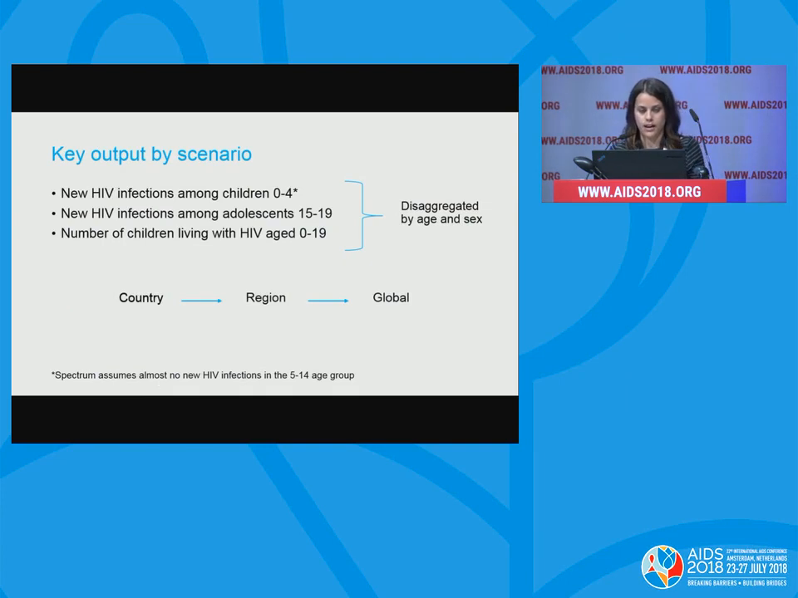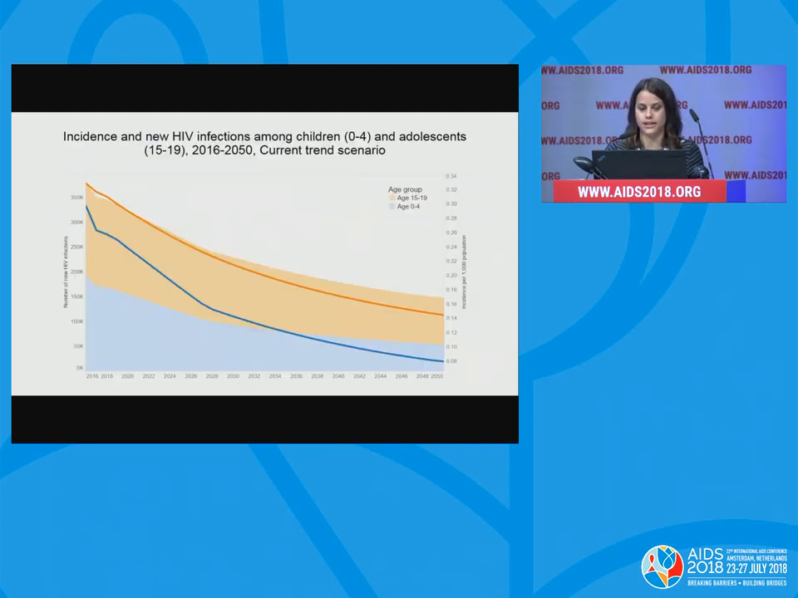So we focused on a few key outputs just to focus the results of our 2 scenarios. These are new HIV infections among children under 5 and among adolescents 15 to 19, and then also the total number of children aged 0 to 19 living with HIV. In Spectrum, we assume that very, very few infections occur between the ages of 5 and 14. And so these results were all extracted at the country level, but we aggregated to the regional and global level to get a view of the pandemic. And then we disaggregated by age and sex where relevant.